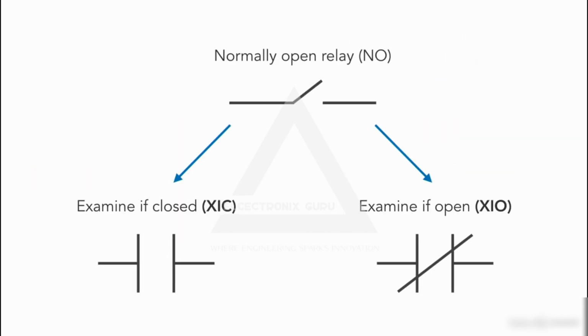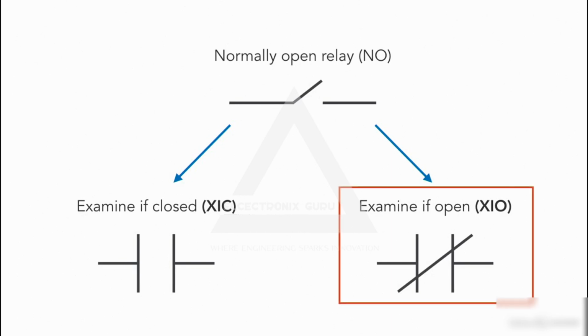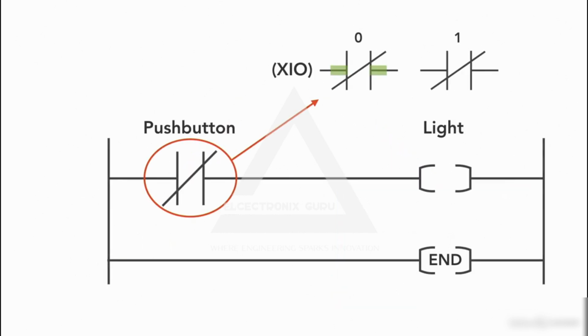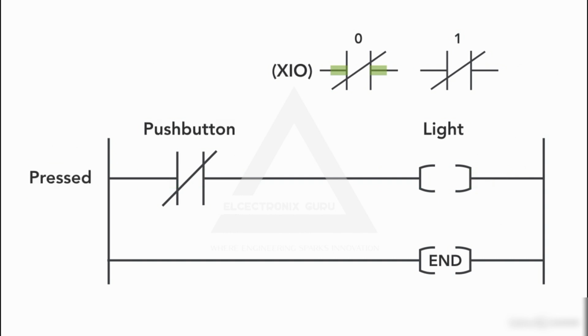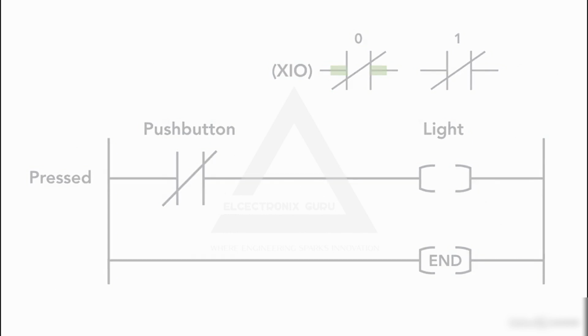On the other hand, when having the same physical device, a normally open relay, and using a different instruction, examine if open, XIO, XIO is activated when the memory location is 0. So if the push button is not pressed, the memory location is 0, and as a result, the XIO instruction will be highlighted and the light will turn on. Once we press the push button, the memory location is 1 and the XIO is not activated anymore.